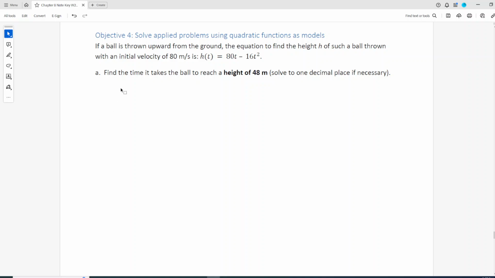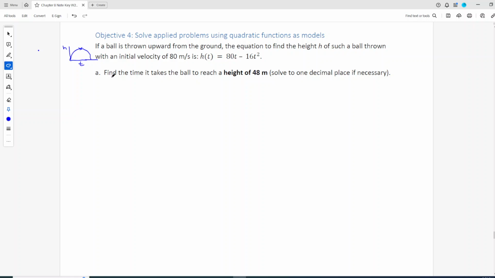So these questions, we're going to solve applied problems using quadratic functions as models. And what that means is that they're going to give you the equation, which is kind of nice. And then we are going to solve for things within the equation. So for this one, it says if a ball is thrown upward from the ground, the equation to find the height of such a ball thrown with an initial velocity of 80 meters per second is. So what they're giving you here is height as a function of time. And so the ball is going to go like this. Now in 8.6, we would have found, hey, what is the maximum height the ball could go, and at what time was it at its maximum height?